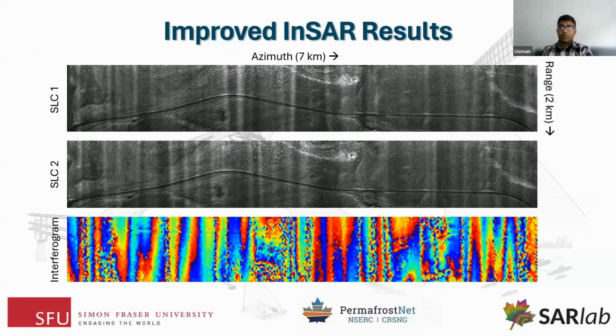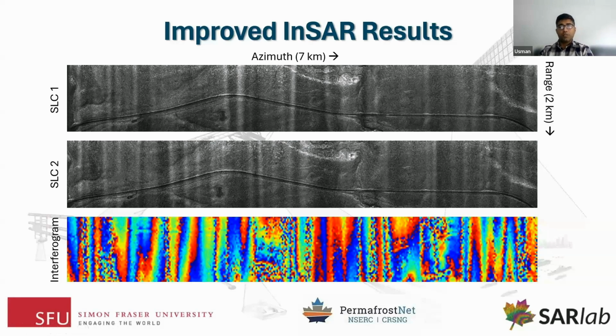Going over to the InSAR results, the top 2 are the SAR images for the same day, the 2 collects, and this area, if you can see my mouse, is the area where the car was parked. You can see a bright spot here, and these are the 2 collects where I moved the car from one place to the other. At the bottom is the interferogram, which doesn't look great by any standard. We thought that the TDBP, or the time domain back projection algorithm, would improve the interferometry, but apparently not. It wasn't great.